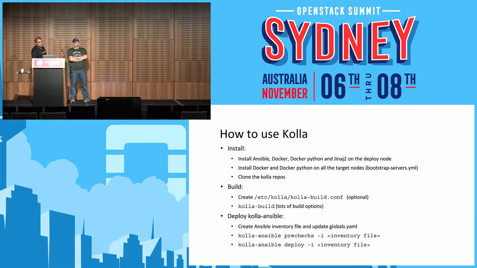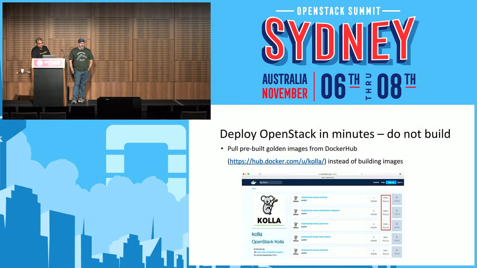And how to use Kolla? This is a slide about using Kolla Ansible. Rich is going to talk about Kolla Kubernetes. First, we install Ansible, Docker, and DockerPy on the deploy node. We install Docker and DockerPy on the target nodes. We clone the Kolla repos. We build the images, and then we do the deploy using the command kolla-ansible deploy, and we just use the inventory file. At the end of the Ansible playbook, we get a working OpenStack deployment.